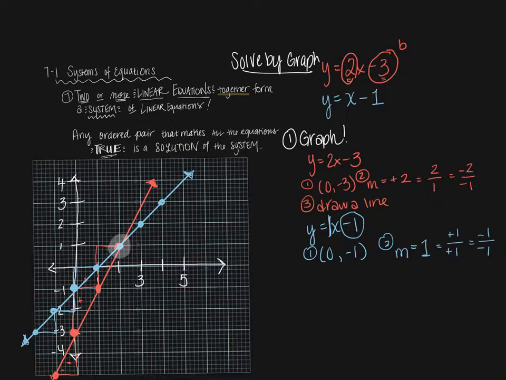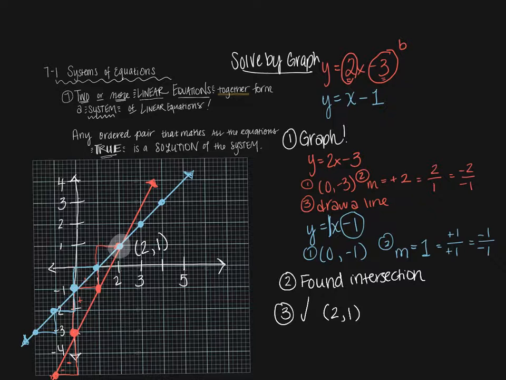Let's write this one down. My x value is 2 and my y value is 1. So remember that a solution has to be an ordered pair. So now that I've graphed and I found my intersecting point, that second step, the next thing to do is to check your work using your coordinate. So knowing that my coordinate was 2, 1, we're going to plug this in.